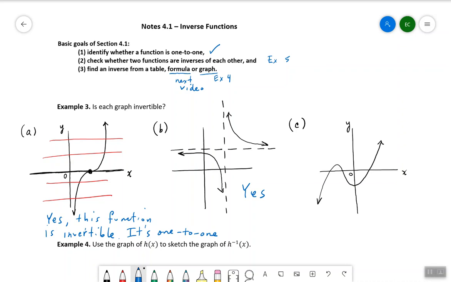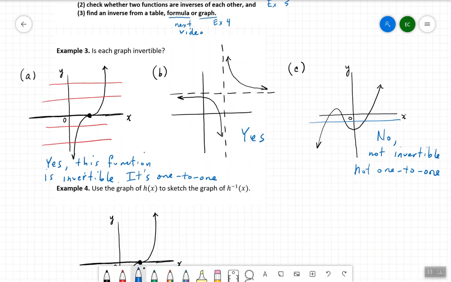Okay, and then in this last example, we have a function that is not invertible and not one-to-one, and does not pass the horizontal line test. This horizontal line hits the graph 3 different times. This looks like the graph of a polynomial function that we studied in section 3.4. Okay, let's go on to the next thing.